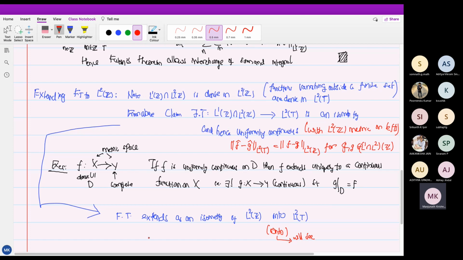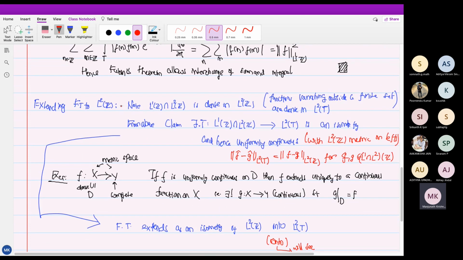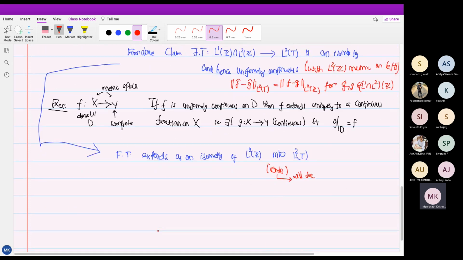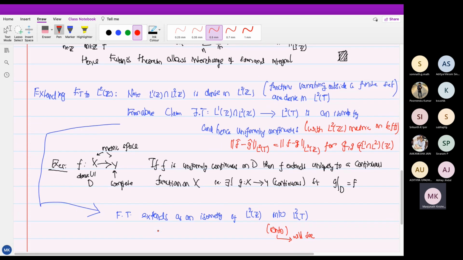So this is how you define the Fourier transform. That extended thing will still be denoted the Fourier transform. This is the definition of the Fourier transform on L2 of Z functions. You start with L1 intersection L2 and extend it to L2. So you have not changed the definition for L1 functions. For functions in L1 intersection L2, the definition remains. This is an extension, so you have extended the Fourier transform to L2 functions. Is this okay? Any questions here?